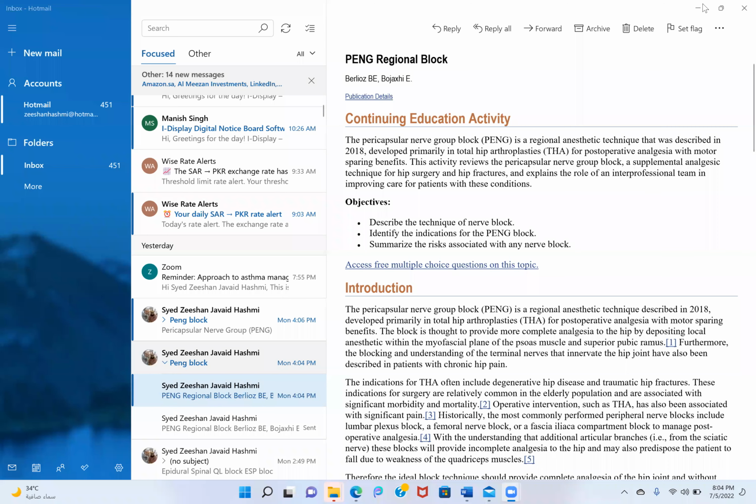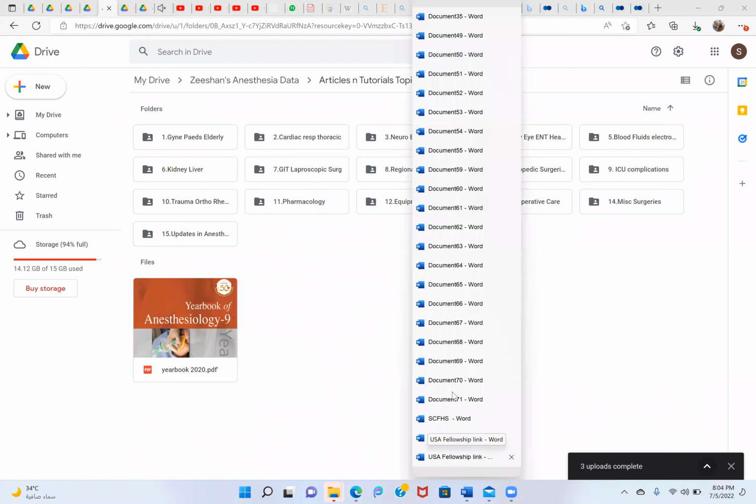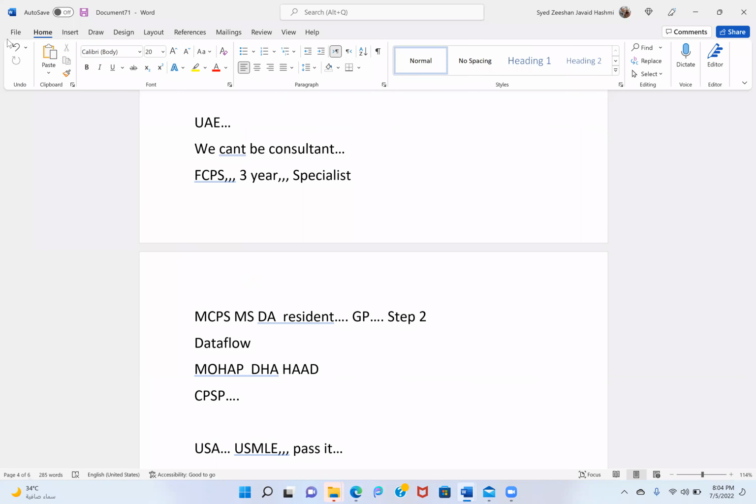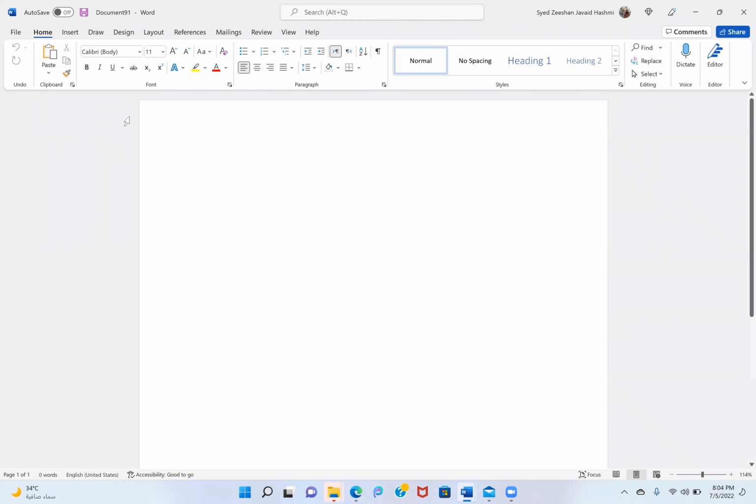Okay. So today we will try to understand a very important scenario which is asked frequently in almost every anesthesia exam, and it is related to hip surgery.